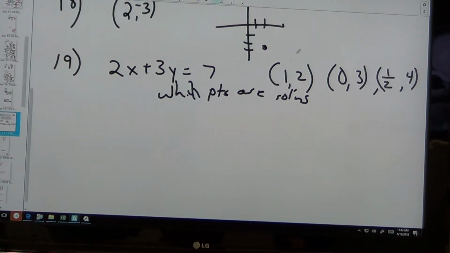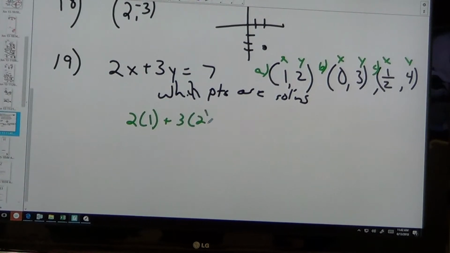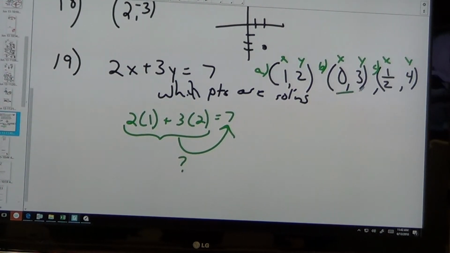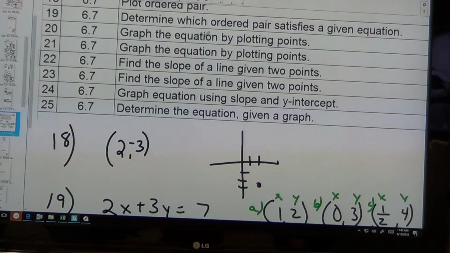I'm not going to work every one out, but this is your x, this is your y. This is your x, this is your y. This is your x, this is your y. So it's like a part A, part B, part C kind of question. So you're going to plug 1 in for x, so you're going to do 2 times 1 plus 3 times 2 equals 7. You're going to work this part out and say, does it equal 7? Yes or no? Then you're going to do the same thing here. 2 times 0 plus 3 times 3. Does this equal 7? Yes or no? Remember those? Okay.